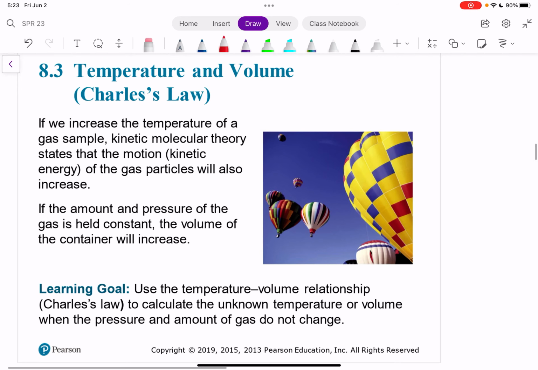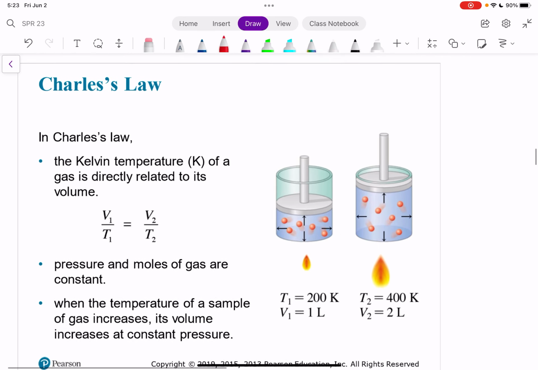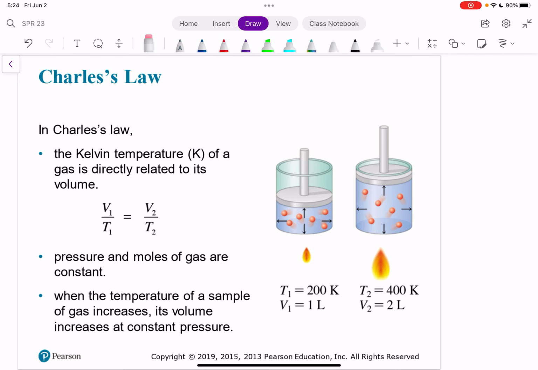Okay, so the relationship between temperature and volume is direct. It's not inverse like Boyle's law, it's actually direct. So as we increase the temperature, the volume of the container will also increase. So let's take a look at that a little closer. In Charles' law, the Kelvin temperature of a gas is directly related to its volume.